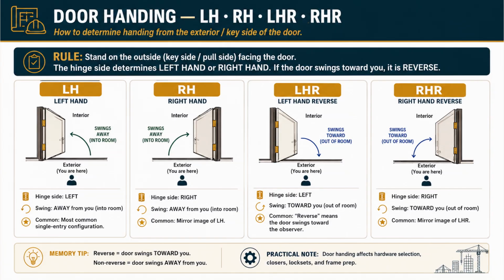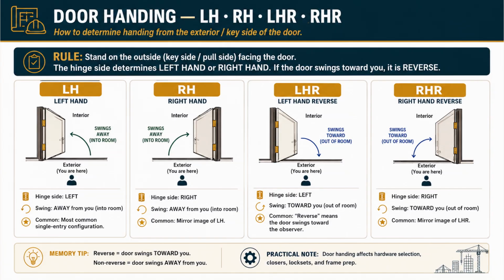Here's your memory tip, and it's the key that unlocks all 4. Reverse means the door swings toward you. Non-reverse means it swings away from you. So the procedure every time is: stand outside, find the hinges, left or right gives you the first word, then check the swing. Away is normal, toward is reverse.